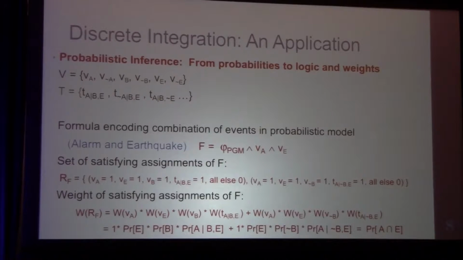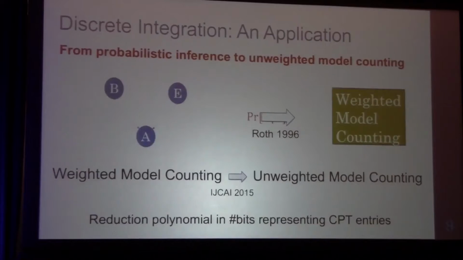And I think that's an important point, because the later part of the tutorial will worry a lot about what kind of approximation guarantees we can give when we are trying to compute the weight of satisfying assignments, and these directly translate to approximation guarantees on probabilities if I'm doing probabilistic inference. Okay, so that was some motivation for doing discrete integration.